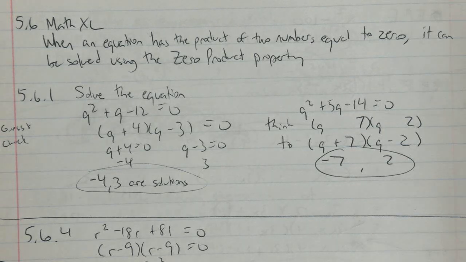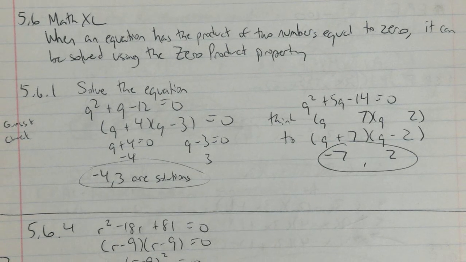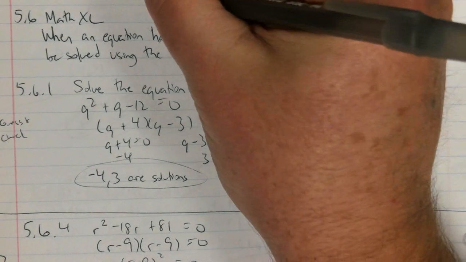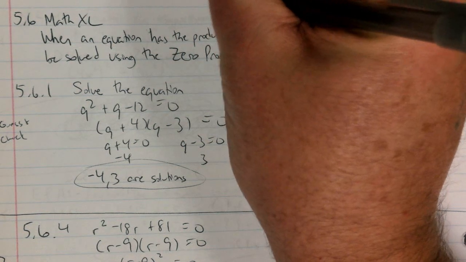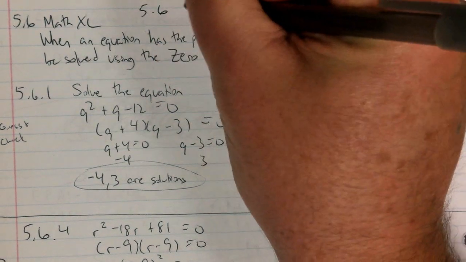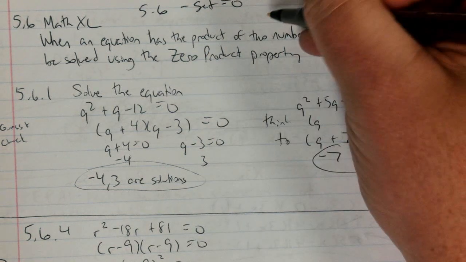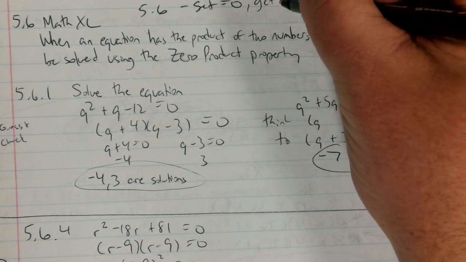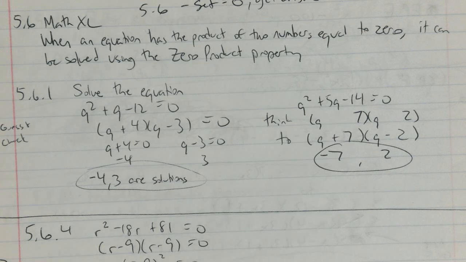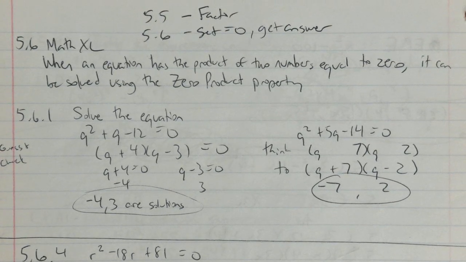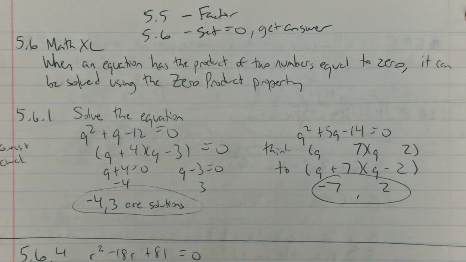So just as a statement to begin with, the difference between this lesson and 5-5 is that on 5-5 you factor, and on 5-6 you set it equal to 0 and get an answer. So the statement is, when an equation has the product of two numbers equal to 0, it can be solved using the zero product property.